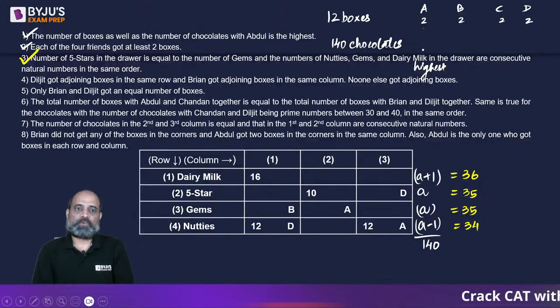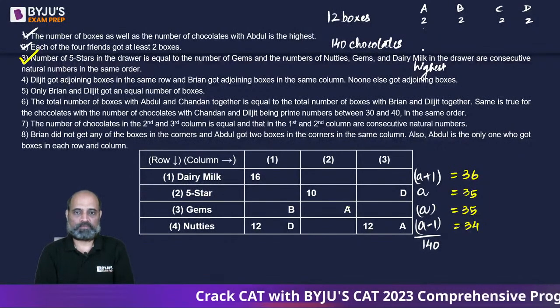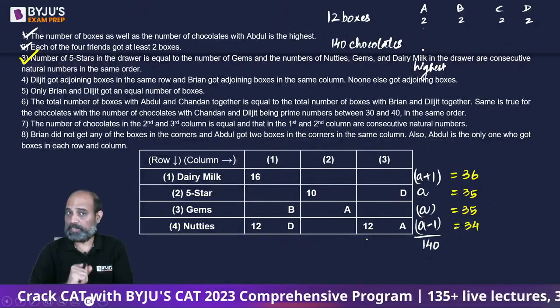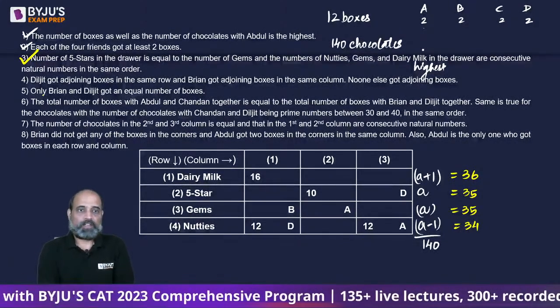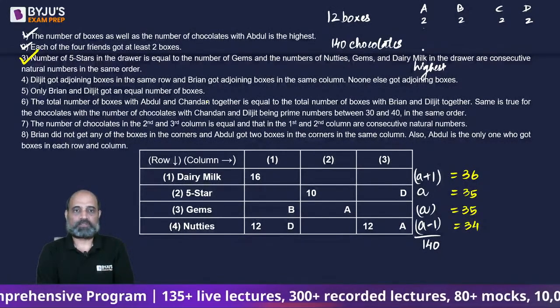Diljit got adjoining boxes in the same row and Brian got adjoining boxes in the same column. No one else got adjoining boxes. So we don't know how many boxes B and D have, so we can't really do anything from the fourth statement. Fifth, only Brian and Diljit got an equal number of boxes.